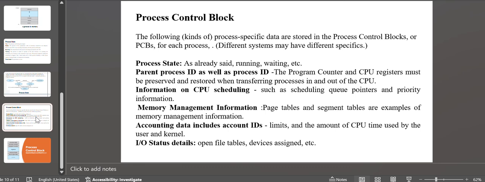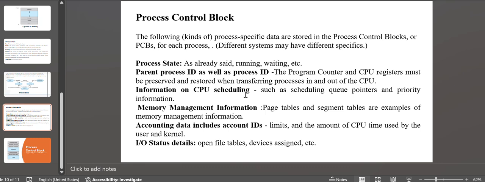And next one is process control blocks. The following process-specific data are stored in the process control blocks, or PCBs, for each process. Different systems may have different specifics. Process state, as already said: running, waiting, etc. Process ID. The program counter and CPU registers must be saved and restored when transferring a process in and out of the CPU.